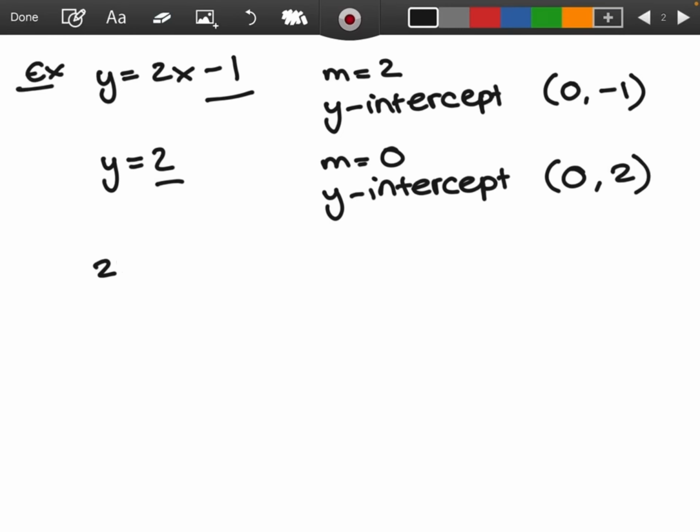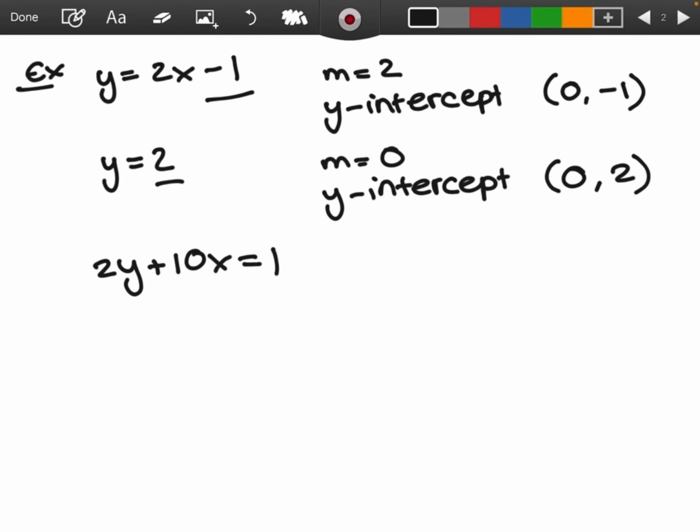Now let's try 2y plus 10x is equal to 1. I want to find the slope and the y-intercept. Now this line is in the general form for the equation of a line. It's not in slope-intercept form, so we've got to rearrange it in order to read off what the slope and the y-intercept would be. So to do that, I'm going to subtract 10x from both sides.